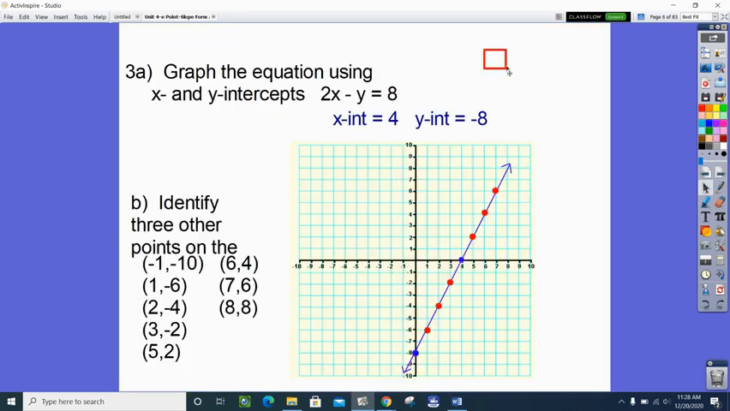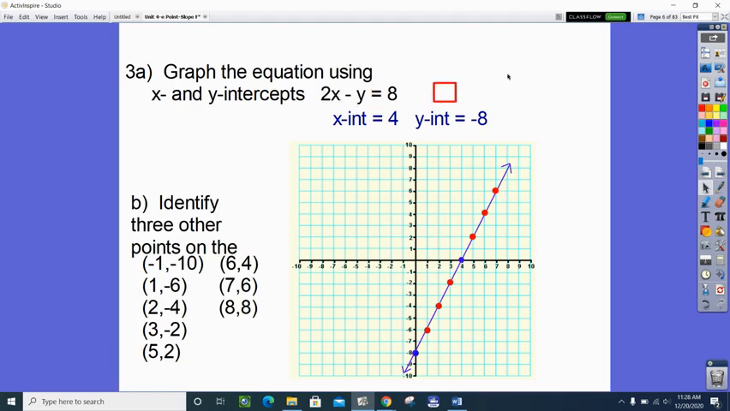So if I want the x-intercept, I can just kind of cover that over, make it 0, divide by 2. 8 divided by 2 is 4. And on the x-axis, I would put a point. And then if I cover over the x, putting a 0 in there, divide by -1, the y-intercept is -8, connect, and there's my line.